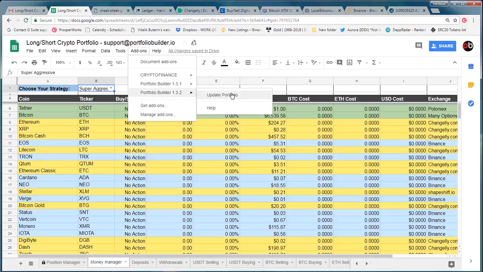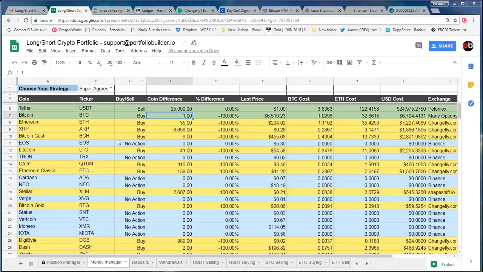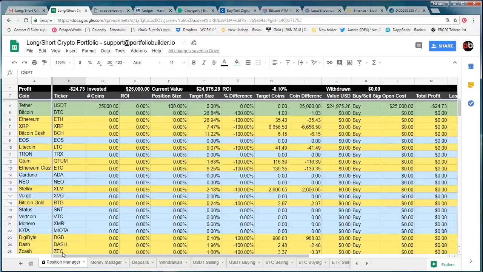So I'm going to go ahead and trigger an update. And that's going to tell me what I need to buy and sell to balance out this portfolio. So as we can see, it has told me which coins to buy and sell right here in my money manager to build this super aggressive portfolio.